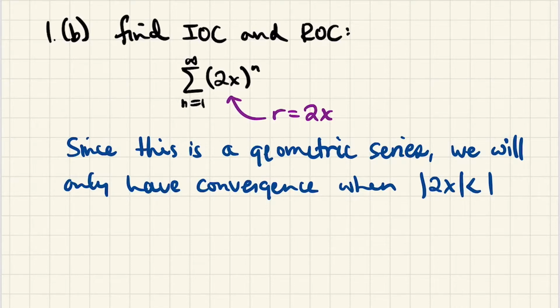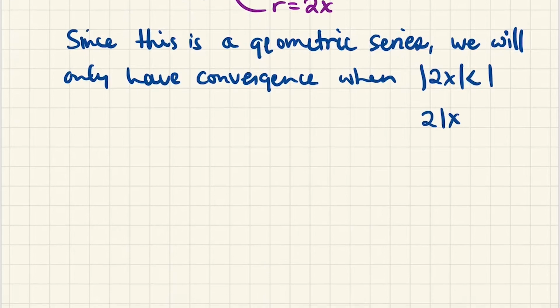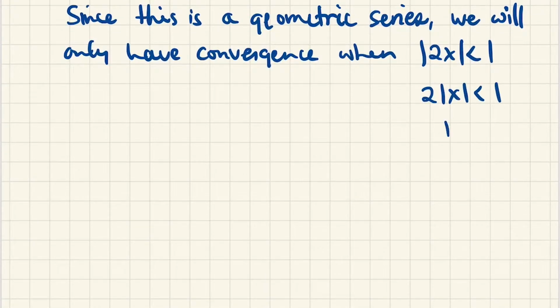Okay, so we'll just solve this inequality here. So that's 2 times the absolute value of x being less than 1, or absolute value of x being less than 1/2, or x being between negative 1/2 and positive 1/2. And like I said, we don't have to test the endpoints manually. You can if you want, but you're going to find that they both diverge, because when we know we have a strict geometric series, you know that when the absolute value of r is equal to 1, the series will diverge.